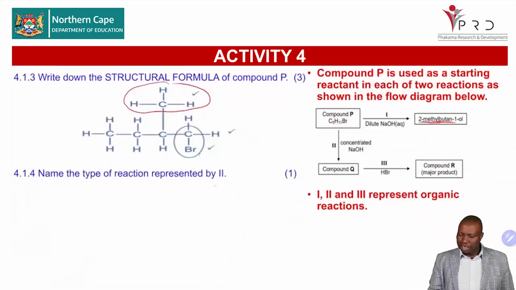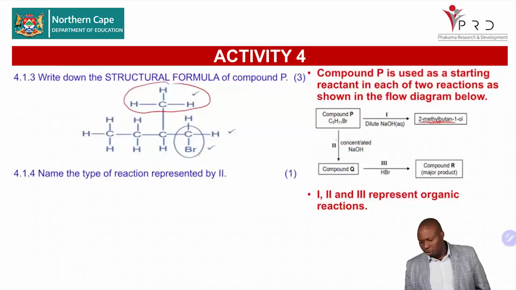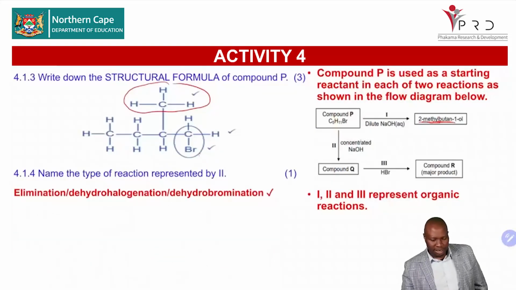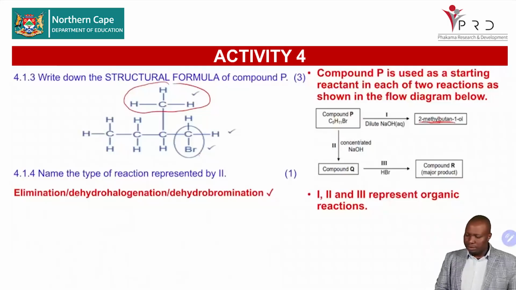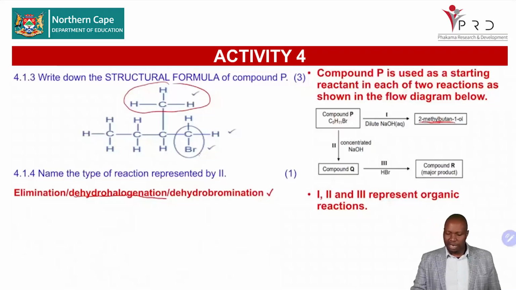Name the type of reaction represented by 2. Definitely we said elimination. We are going to eliminate because we're using concentrated sodium hydroxide, so you can call it elimination. We'll also accept it if you are specific and tell us the type of elimination, which is dehydrohalogenation or dehydrobromination.